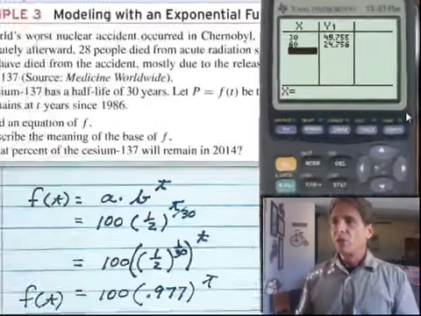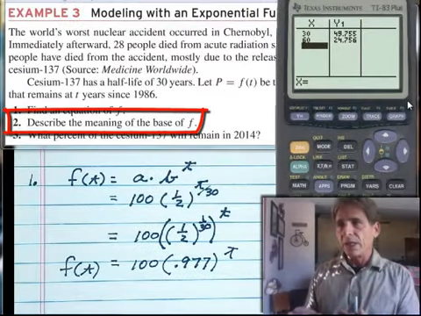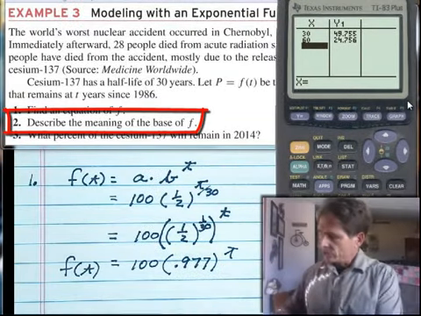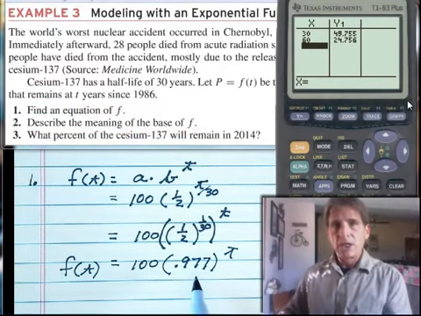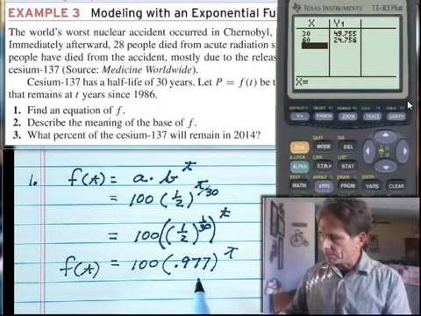So 2 says describe the meaning of the base of F. Well, this is just how fast the radioactive material decays each year.